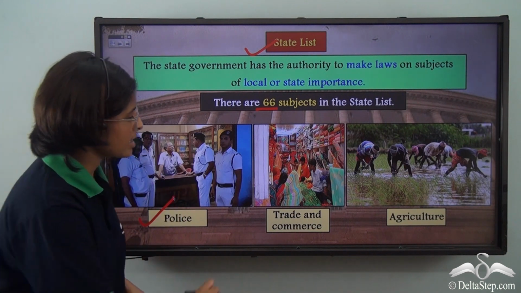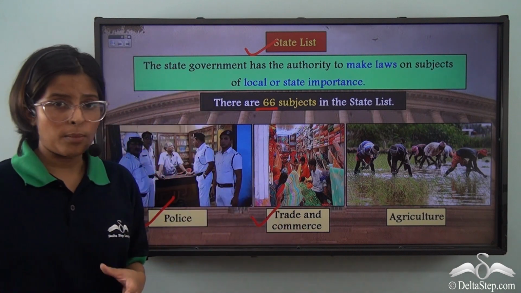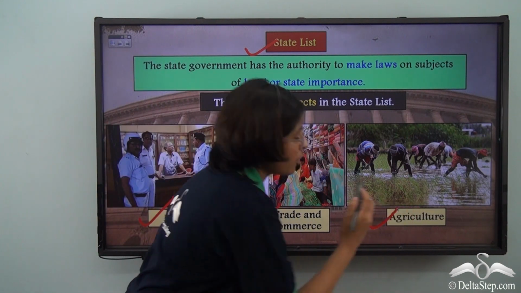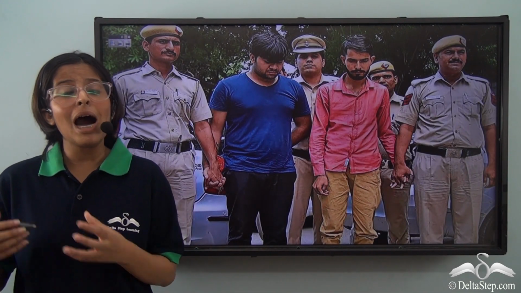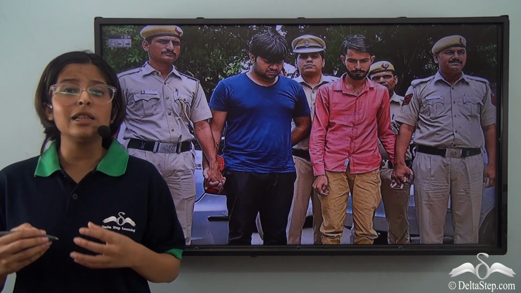We have police, we have trade and commerce, and we have agriculture. Just like defense is concerned with resisting attack from outside nations, police is concerned with maintaining the law and order within a locality or in a state.